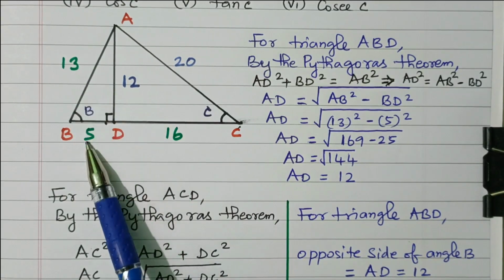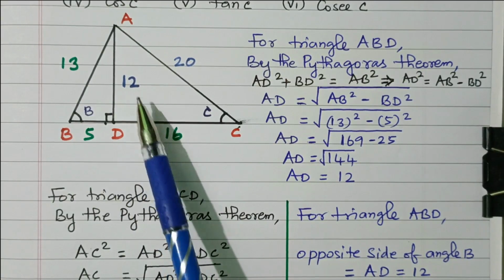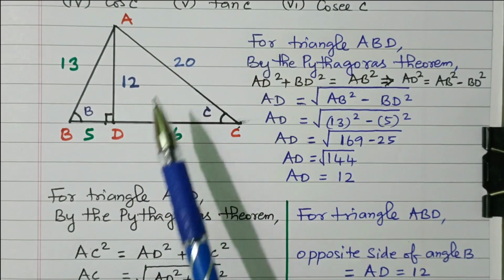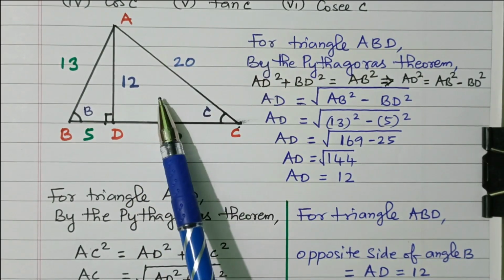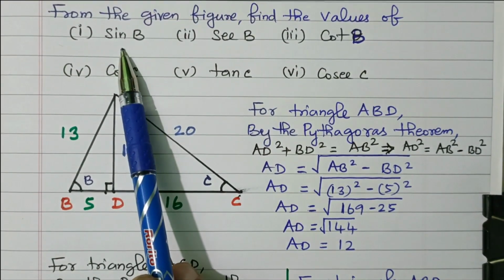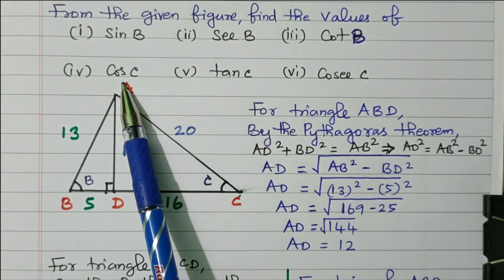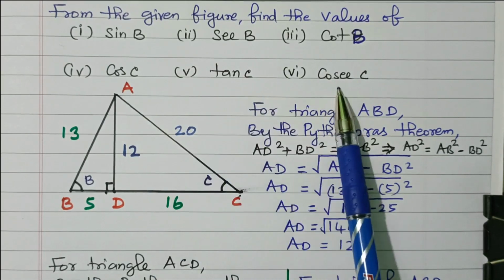Initially this 13, 5, 16 is given. From 13 and 5, 12 is calculated. From 12 and 16, 20 is now calculated. Now we need to calculate the angles. The first three refer to angle B: sin B, secant B, cot B. The remaining three refer to angle C: cos C, tan C, cosecant C.